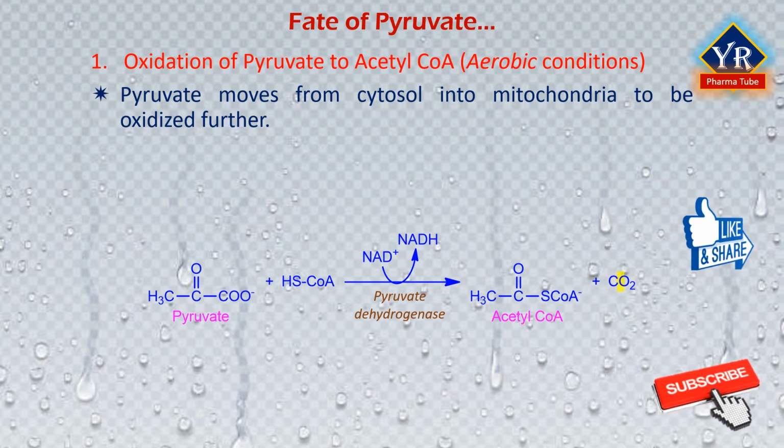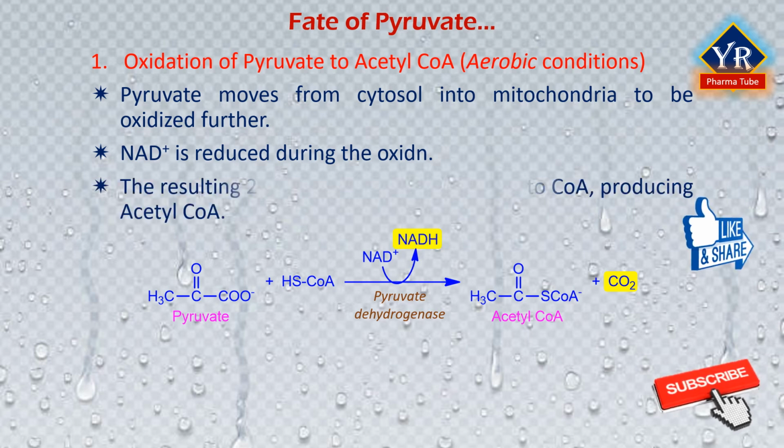In a complex reaction, pyruvate is oxidized and a carbon atom is removed from the pyruvate as carbon dioxide by the action of pyruvate dehydrogenase enzyme. The coenzyme NAD+ is reduced during the oxidation reaction. The resulting 2-carbon acetyl compound is attached to CoA, producing acetyl-CoA, an important intermediate in many metabolic pathways.